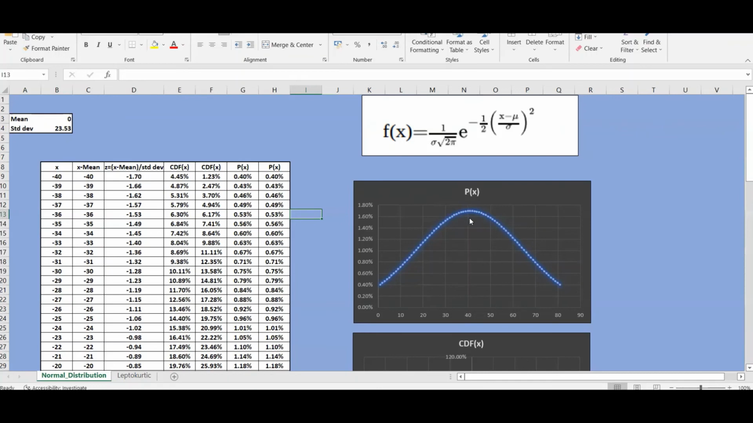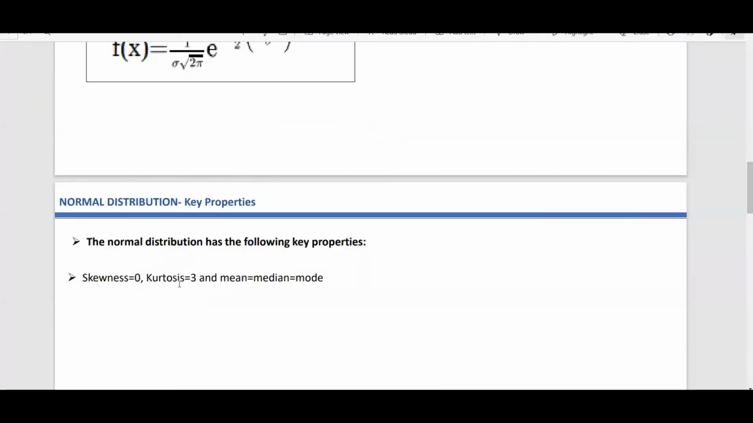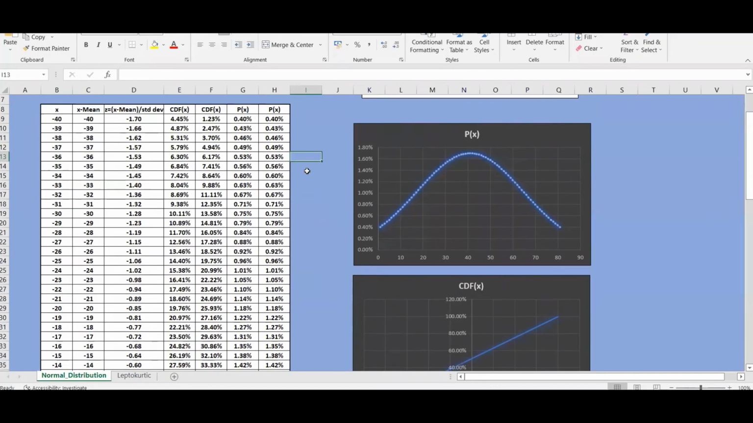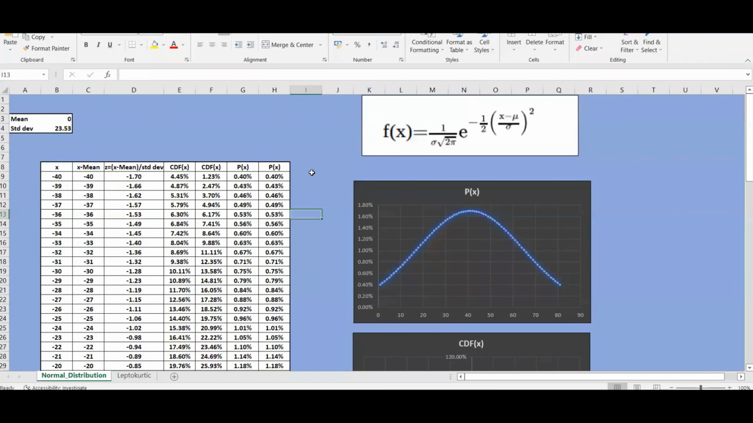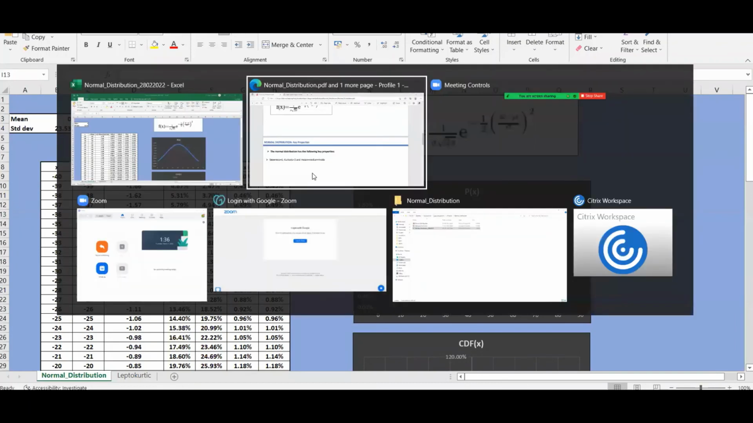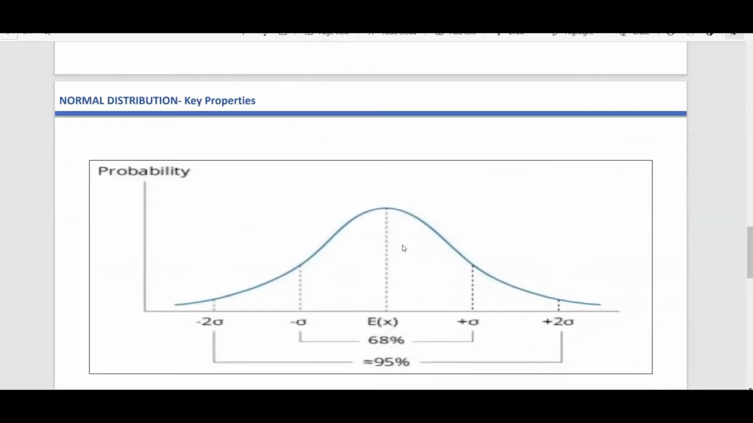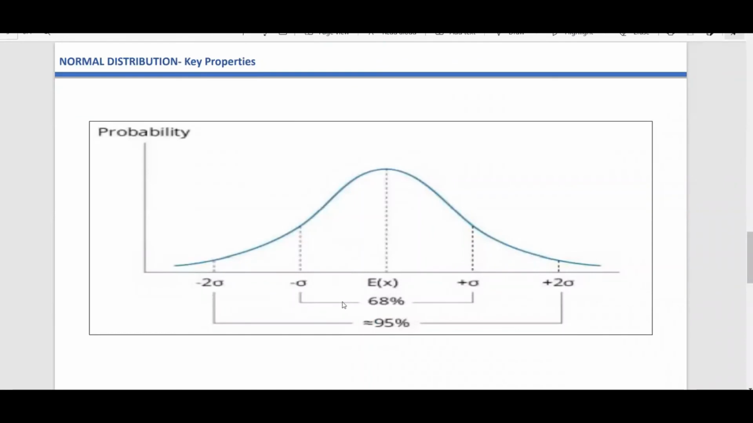But for normal distribution, just remember that kurtosis is 3, and mean, median, and mode are equal. So your average, your median, and mode are equal in the normal distribution. So this was about normal distribution. This is one of the important points: in a normal distribution, 68% of the data lies within one standard deviation, and approximately 95% of the data lies within two standard deviations.